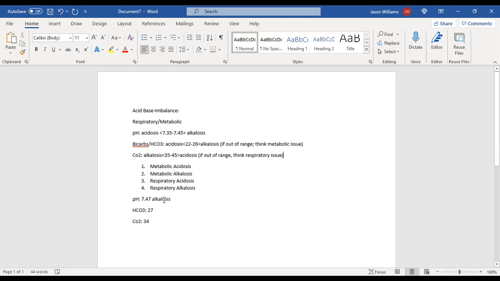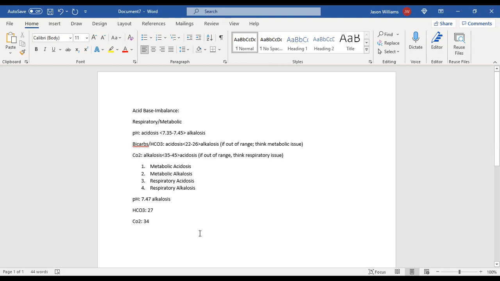So what I was pointing at, when looking at different lab values, the first thing you want to look at is the pH, because it will let you know whether the patient is experiencing alkalosis or acidosis. With the bicarbs, if that bicarb is out of range, I'm going to think a metabolic issue. If the carbon dioxide level is out of range, I'm going to think a respiratory issue. So we're looking at these two, which one is out of range, the bicarbs or the carbon dioxide?